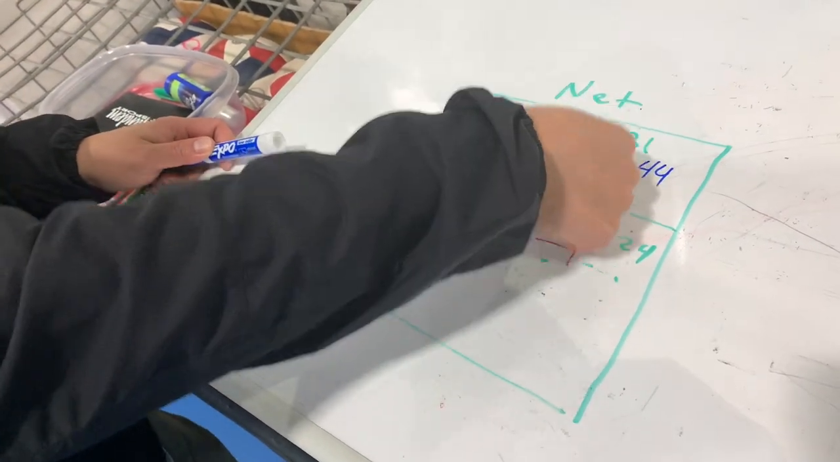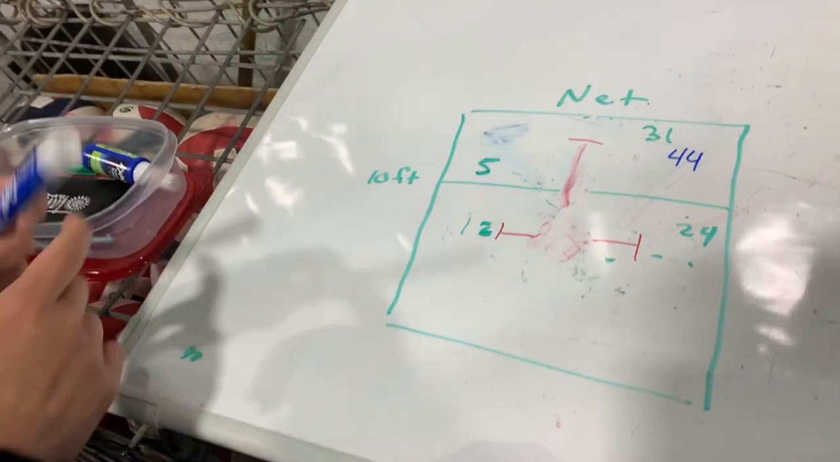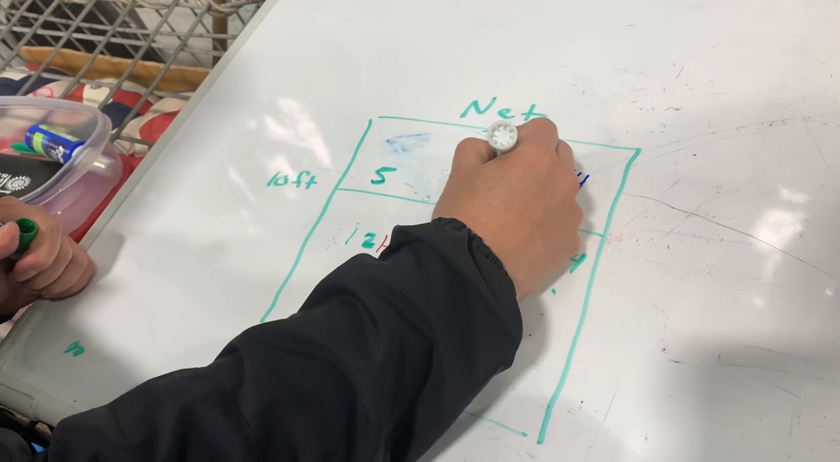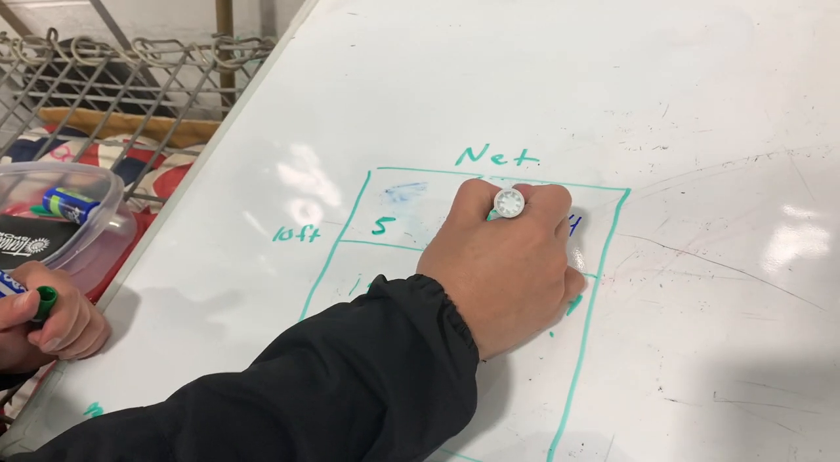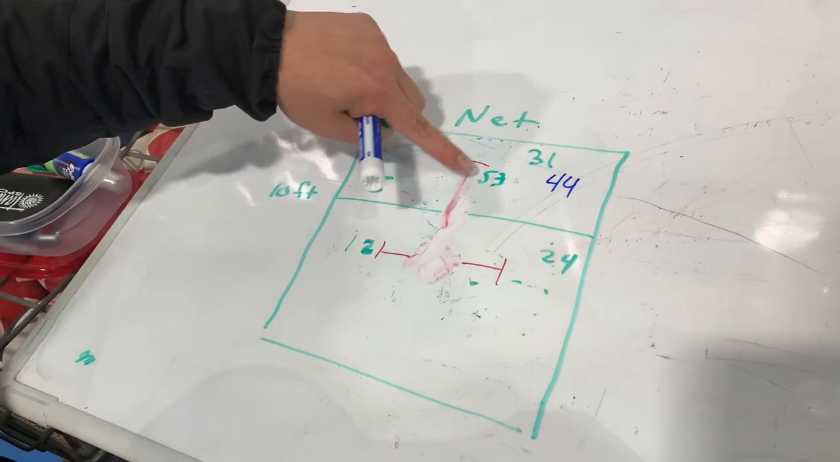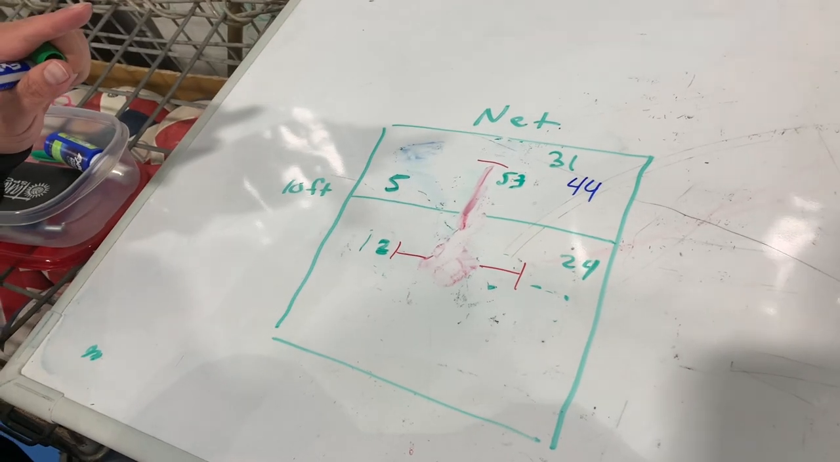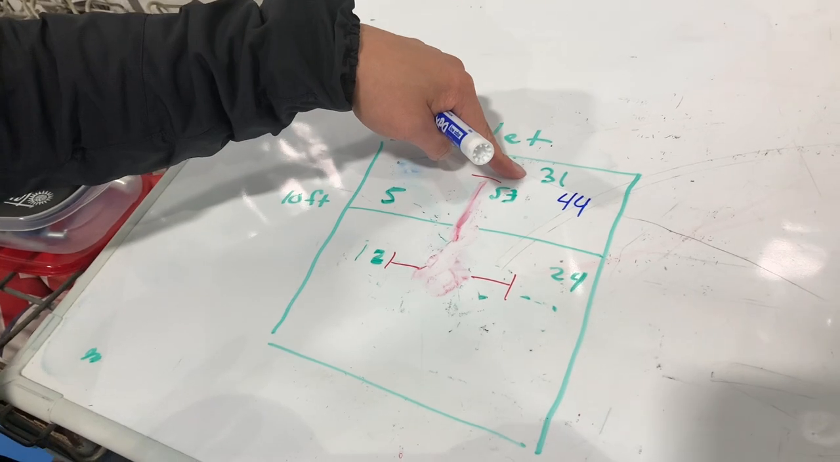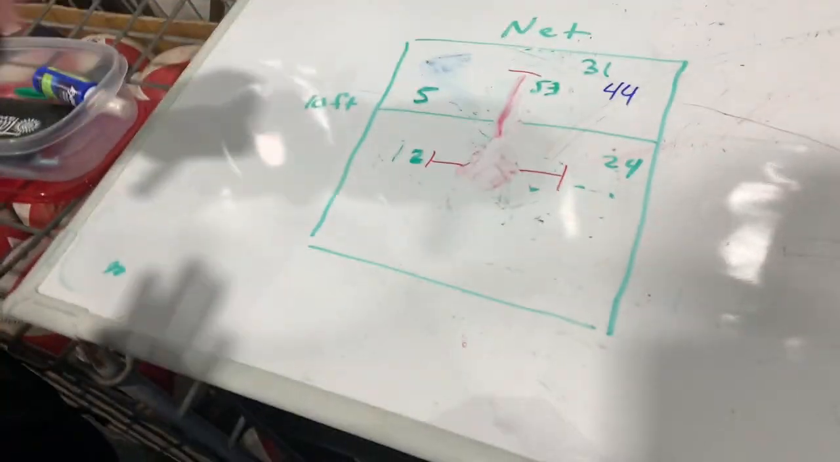wet erase. Now, oh, I understand. I don't like that. So I need to keep it here. So 53 can be here. So if 53 is behind 5, that's okay, because the only person that he has to be behind is 31. So the diagonal doesn't matter.